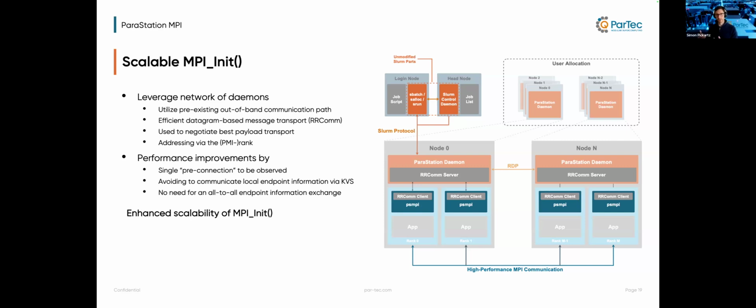But in order to be able to set up this connection, we usually leverage classical Ethernet-based TCP/IP communication to exchange the endpoint information. What we now do is that we leverage the fact that we have our own daemon running on the system, which already knows how to reach remote nodes. And we use the network of daemons to exchange the endpoint information, which is then used to establish the payload communication channel, which you see here below.